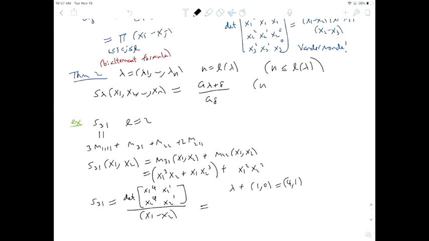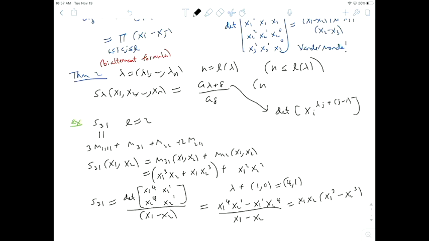So this thing here is the determinant, the top of x_i^(lambda_j + delta_j), and delta_j is just j minus 1. Okay, so we have x1 to the 4 times x2 to the 1 minus x1 x2 to the 4, over x1 minus x2. You can factor out x1 x2 and you get x1 cubed minus x2 cubed over x1 minus x2. And now you can cancel, and here we get x1 squared plus x1 x2 plus x2 squared.